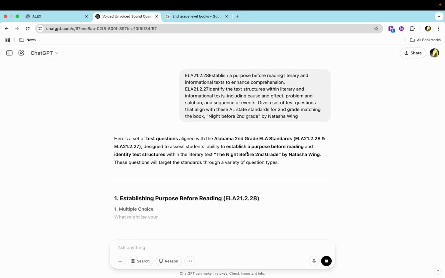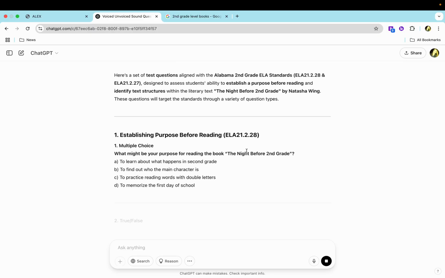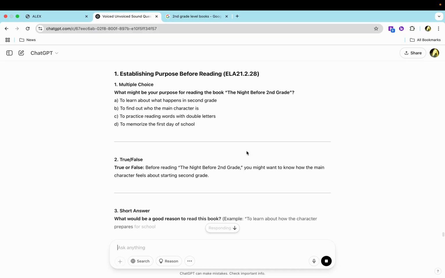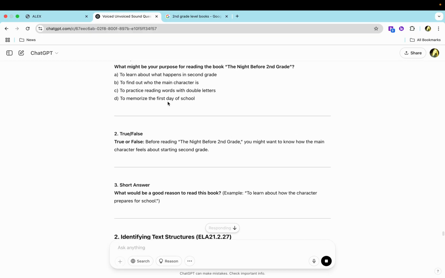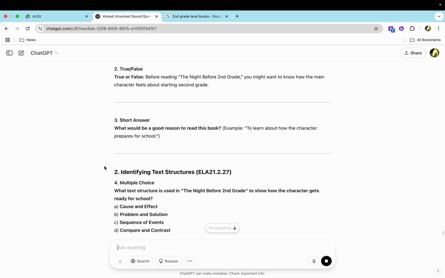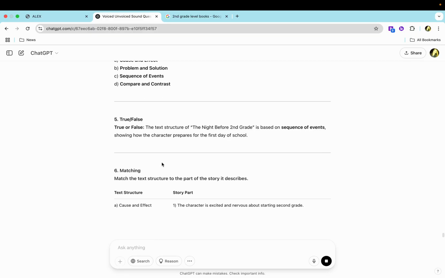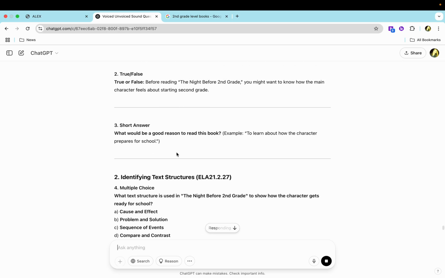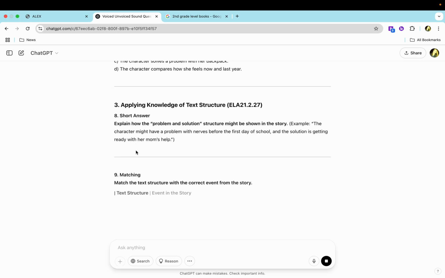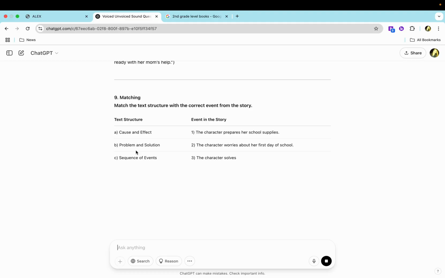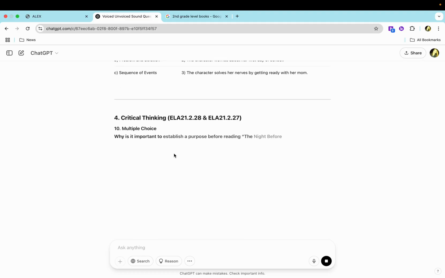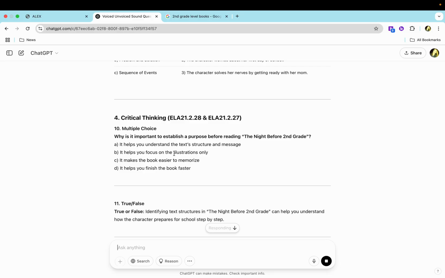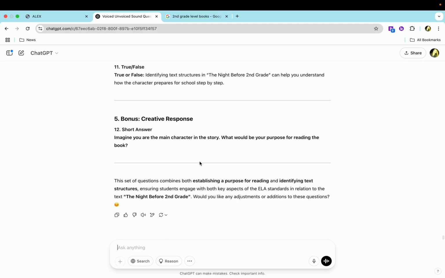But then, okay, so it's giving us a test that matches that book. It also gave us multiple choice, true, false, short answer, giving us text structures, some more matching. Again, I would be careful with the short answer, but you can do fill in the blank. Some critical thinking. You could even go back and say, give me DOK questions, give me critical thinking questions, add in Bloom's taxonomy, whatever prompts you want to give it.